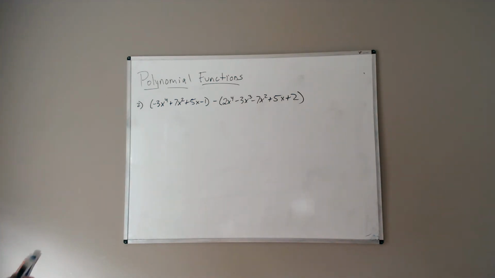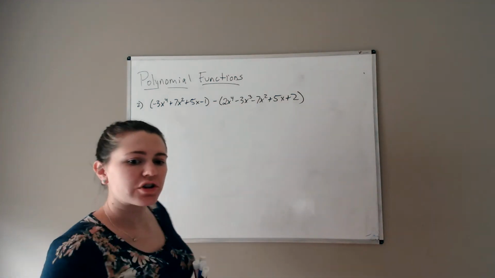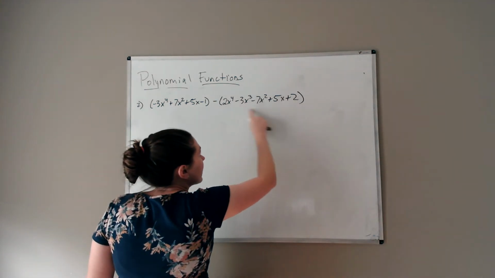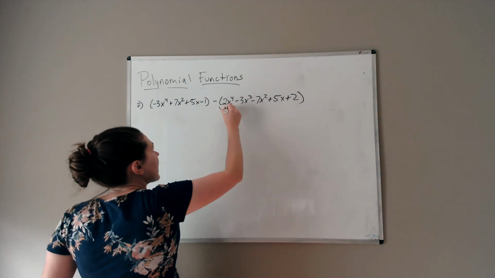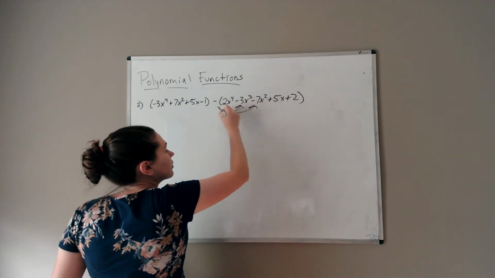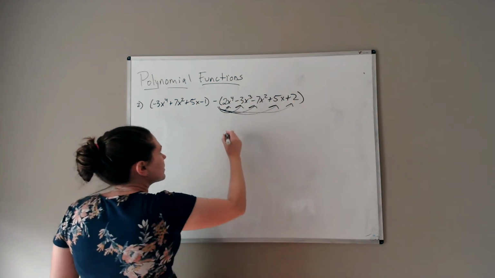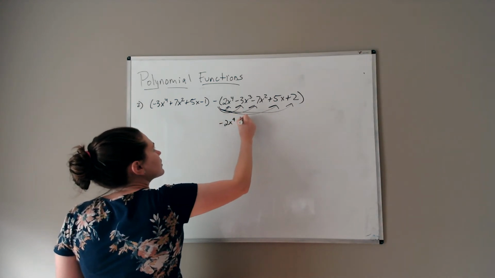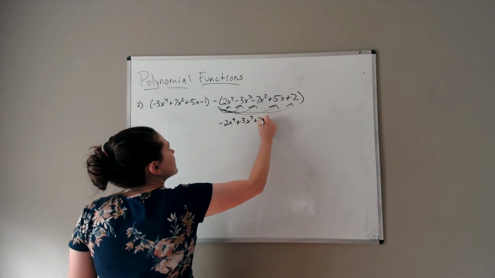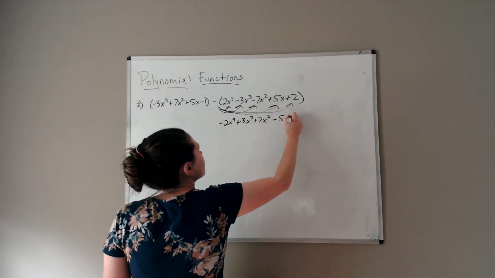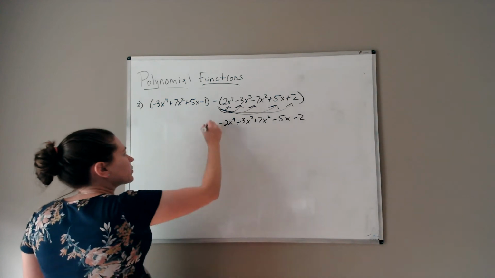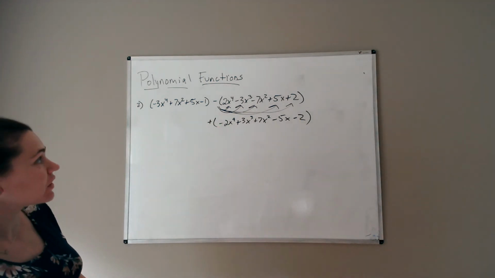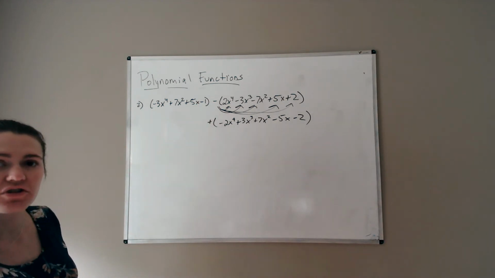Okay, so in number 2, we have 2 polynomials and we are subtracting. So what you have to remember is you are subtracting this entire polynomial, so you are subtracting every single term in this set of parentheses. So we really have negative 2x to the 4th plus 3x to the 3rd plus 7x squared minus 5x minus 2. So we're really adding the opposite of all of these terms. Okay, we are subtracting each of these terms.